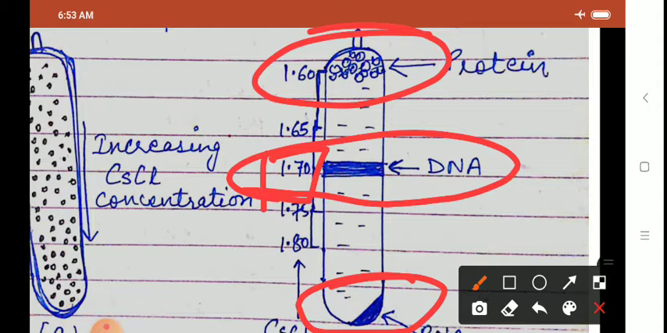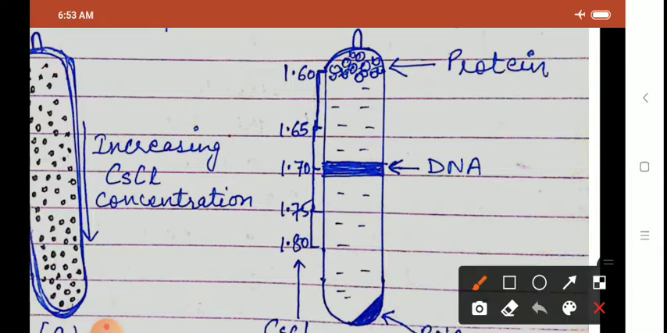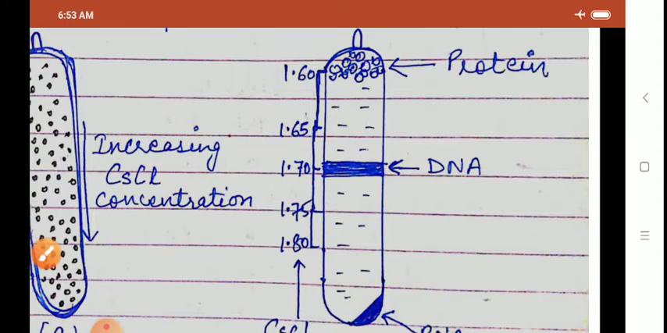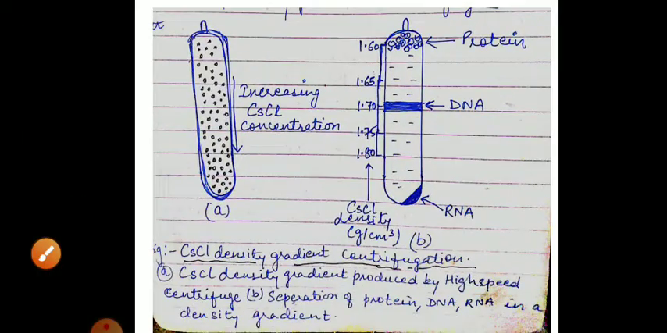Now the next thing which we want to do is, out of the total DNA that is separated here, we have to separate plasmid DNA and genomic DNA. We have to separate the plasmid and genomic DNA, right? And for that purpose, we require ethidium bromide.